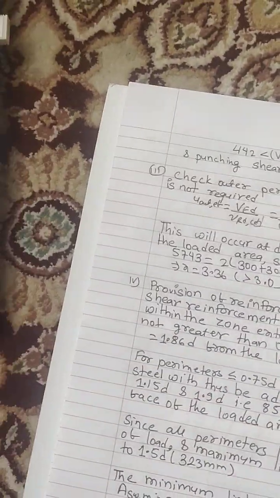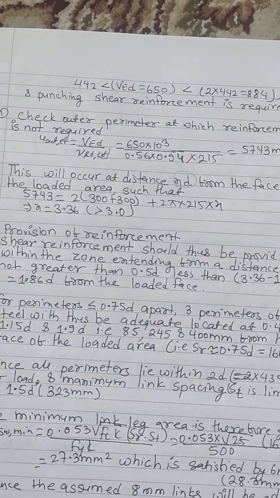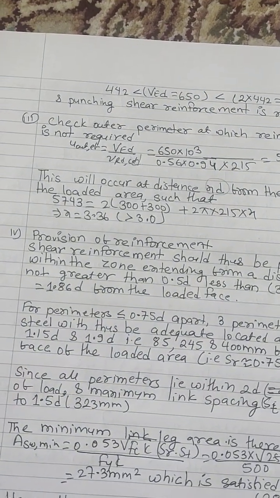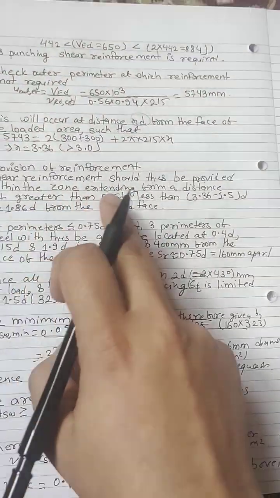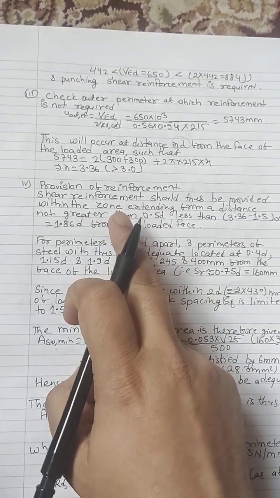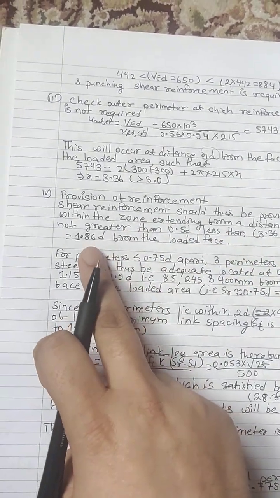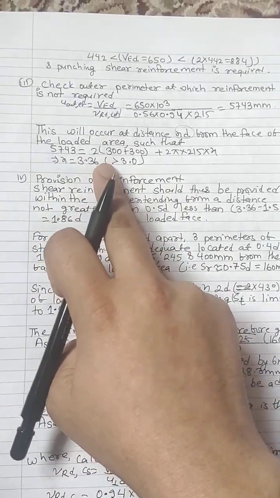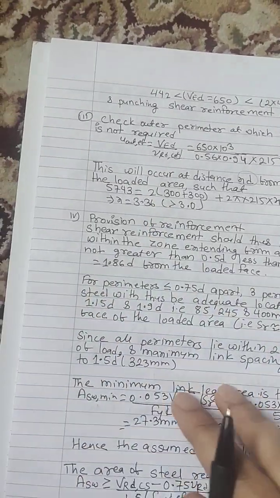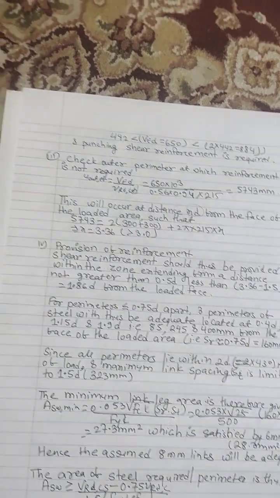So our reinforcement will lie between 0.5d from the loaded area and 1.5d inside the outer control perimeter. So in provisional reinforcements, it should be greater than 0.5d and less than 1.5d. It means 1.86d from the loaded surface, 3.36d from the outer surface, and it is like from here.